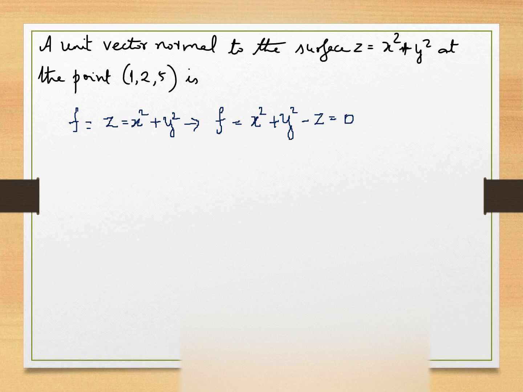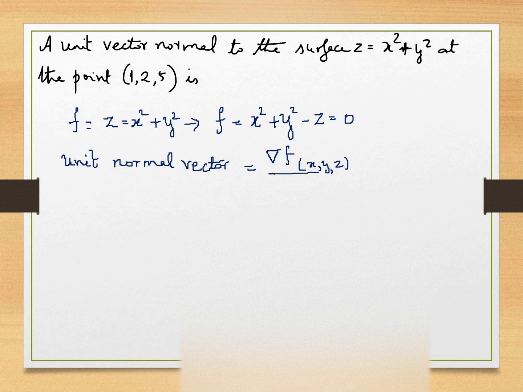For finding the unit normal, the formula for finding the unit normal vector is del f at the given point x, y, z divided by mod del f at x, y, z.